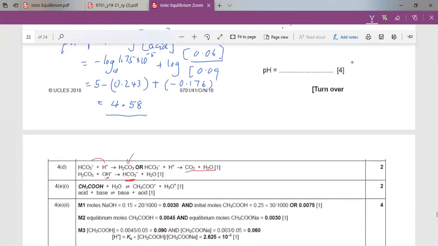4.6, okay, 4.58, around 4.6. Okay, right, now we finish this one here. Now let's look at some other funny ones. Okay, the two I got here.